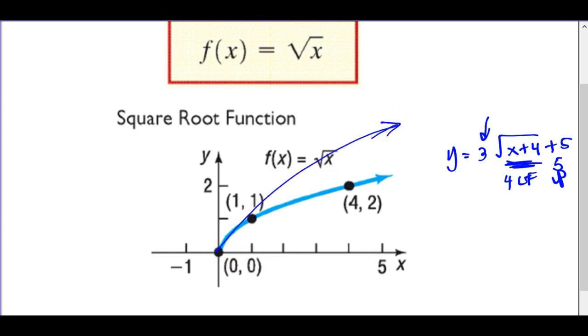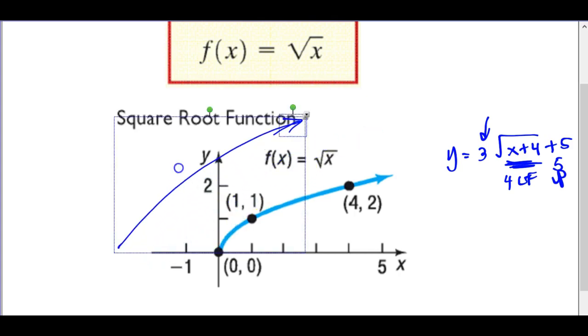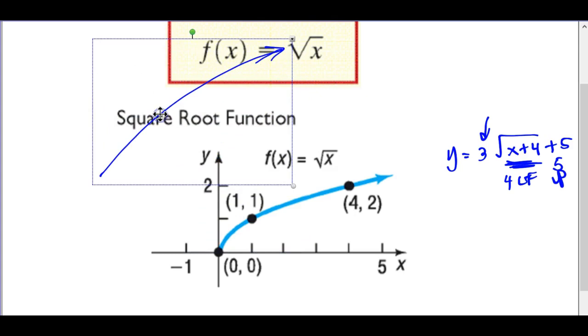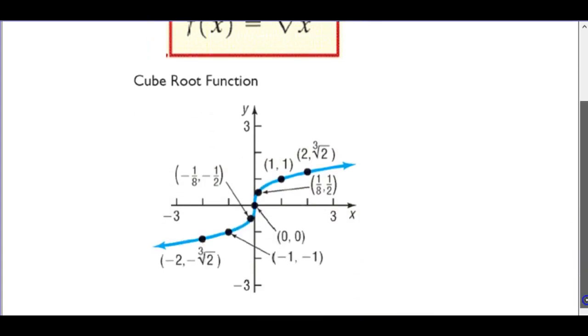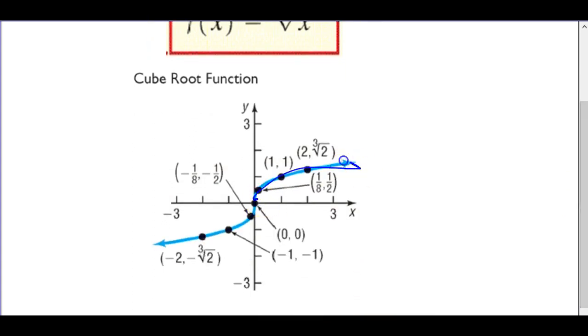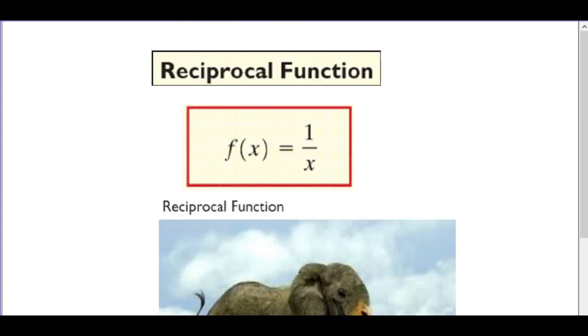No matter where it's shifted, it could go to the left and it could go up, it still looks like a square root function. It may not start at the origin. The cube root function, again, you should have some semblance of what that looks like. Kind of like walk like an Egyptian, it heads off in this direction in both directions.